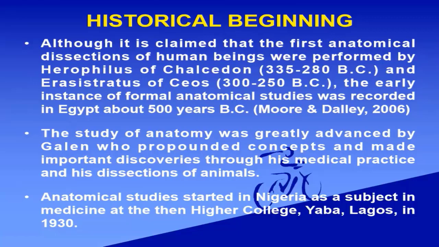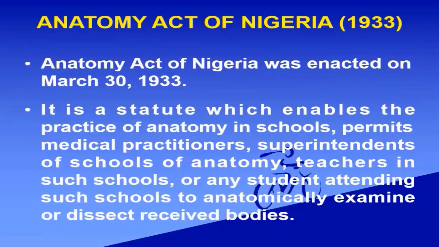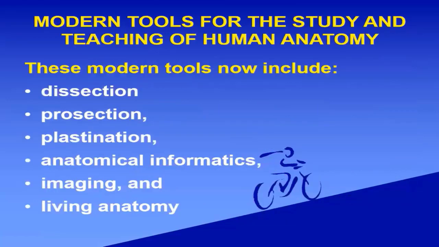Anatomical studies in our country here in Nigeria started as a subject in medicine at the then Higher College, Yaba, Lagos, in 1930. And as a follow-up to that, the Anatomy Act of Nigeria was enacted on the 30th of March, 1933. It's a statute which enables the practice of anatomy in schools, permits medical practitioners, superintendents of schools of anatomy, teachers in such schools, or any student attending such schools to anatomically examine or dissect received bodies.